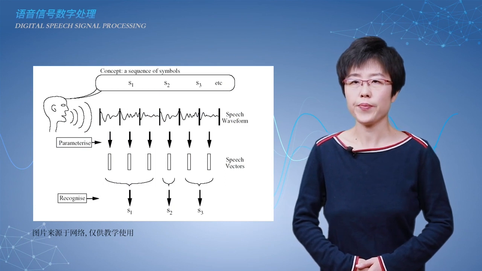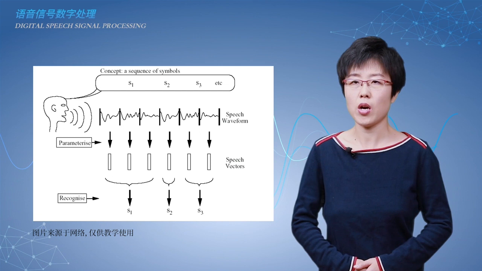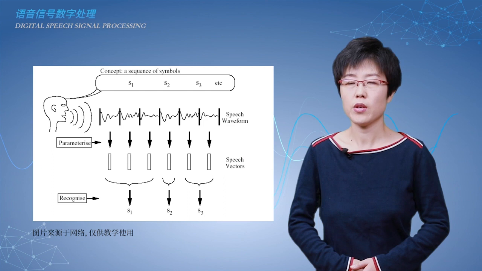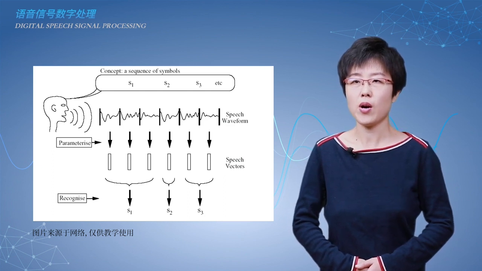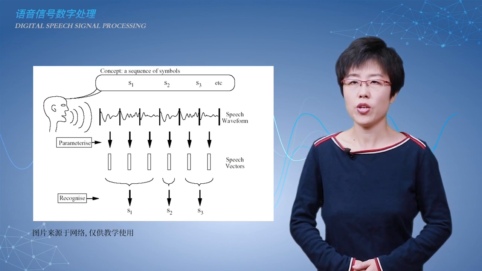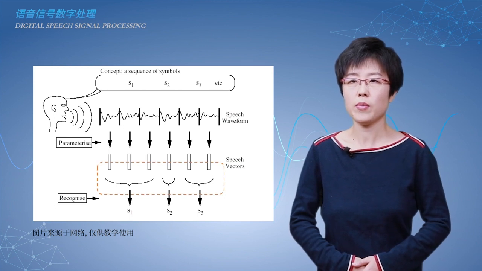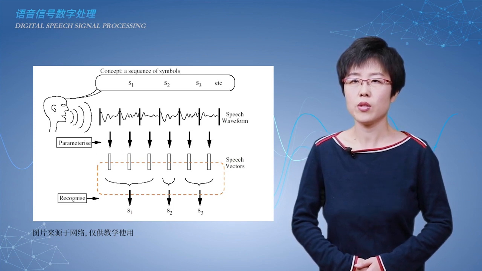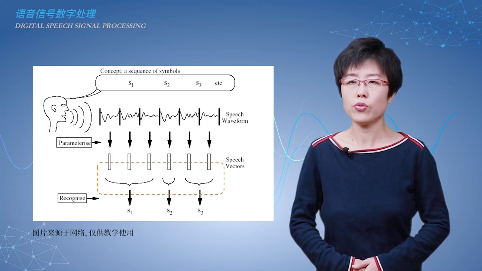Consider the original process: when we have some concept in our brain with a sequence of symbols or words, we pronounce the speech waveform according to the concept. Then we record the speech in our mind and parameterize it into a series of speech vectors. For the recognizer, we need to take the speech vectors and convert them back into the original words. The difficult task is how to convert the speech vectors into different symbols or words. We could use the HMM model to finish the recognition task.